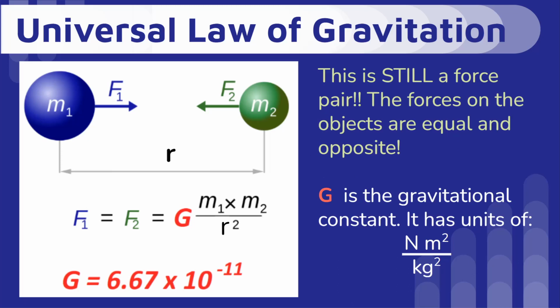This is your equation underneath my little picture there. And just like we said in the warm-up, those forces are equal and opposite. So F1 and F2 are equal to each other, but both of them are equal to that equation. It's a capital G. That's not the same as the lowercase g we've been using. Capital G is our gravitational constant, and it has a value, you can see it at the bottom of my screen, of 6.67 times 10 to the negative 11th.